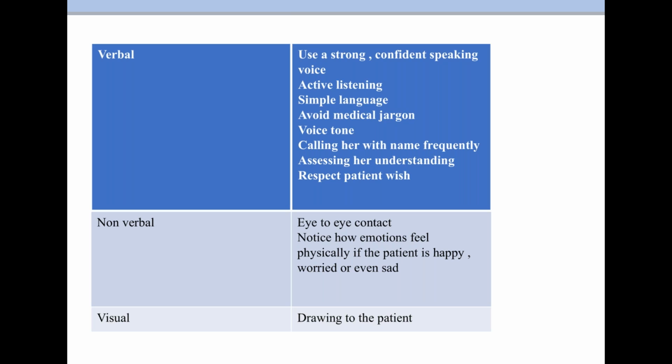Okay, so we need to use very simple language just to explain to the patient, and avoid medical jargon. And that's why we need to know the patient language, which is the lay language. What does this mean? So the patient can understand the medical terms. We need to change our language while we are speaking to the patient to the same language that the patient speaks.